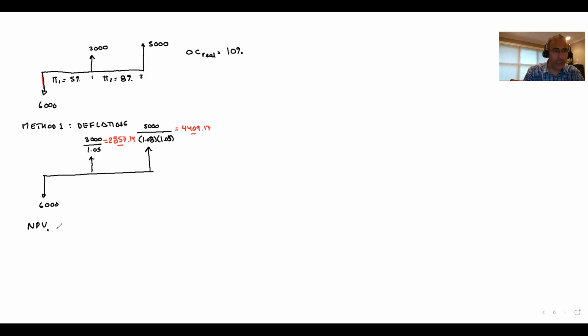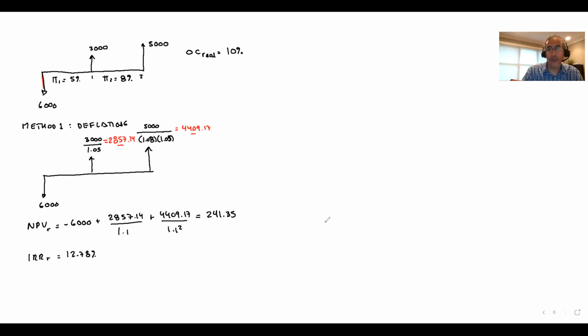Net present value, let's call it real, is going to be equal to minus $6,000 plus 2857.14 divided by 1.1 plus 4,409.17 divided by 1.1 squared. Now, if you compute this number here, it is going to be 241.35. If you compute your internal rate of return real, guys, using Excel, this is going to be 12.78%. And then we are done with this method.